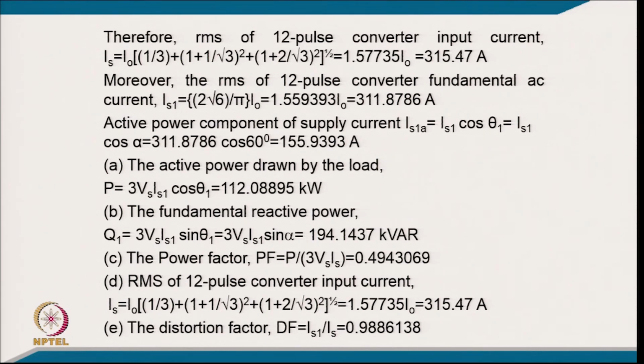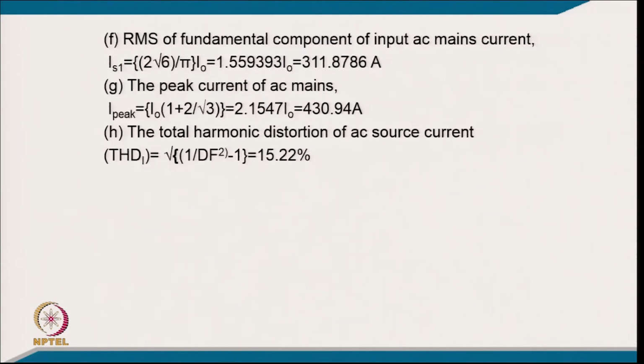So, it comes 0.4943, and the RMS of the 12 pulse converter, keeping the value which we calculated earlier, comes 315.47, and distortion factor comes IS1 upon IS, 0.98861, and RMS of fundamental from this will be 311.8786, and peak will be I0 (1 plus 2 by root 3), so it is 2.1547 into I0, 430.94, and total harmonic distortion comes 15.22%. So, 12 pulse is just half of that, again, less than 11th harmonics will not be there. The lowest harmonics will be 11, 13, then 23, 25th, that will be the band, plus or minus 1.